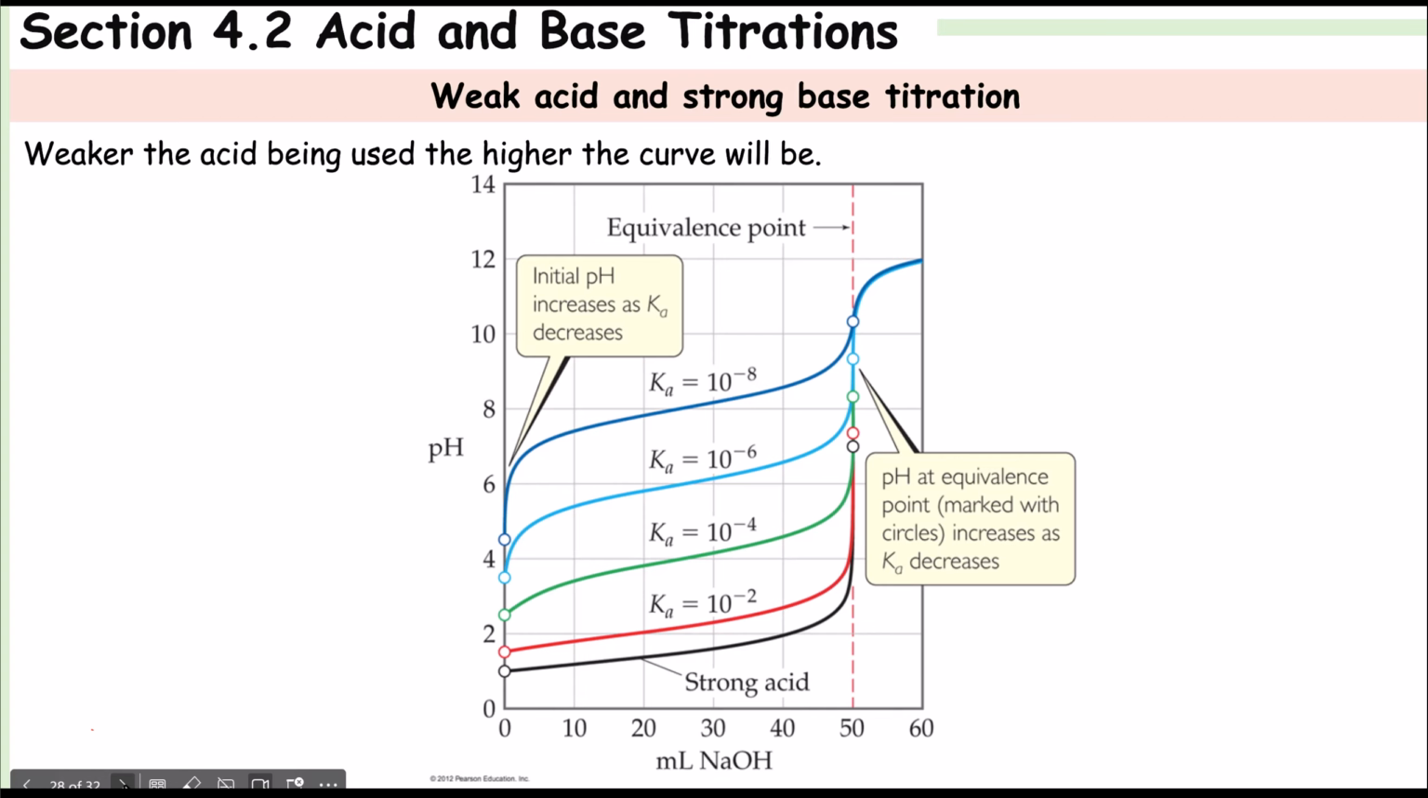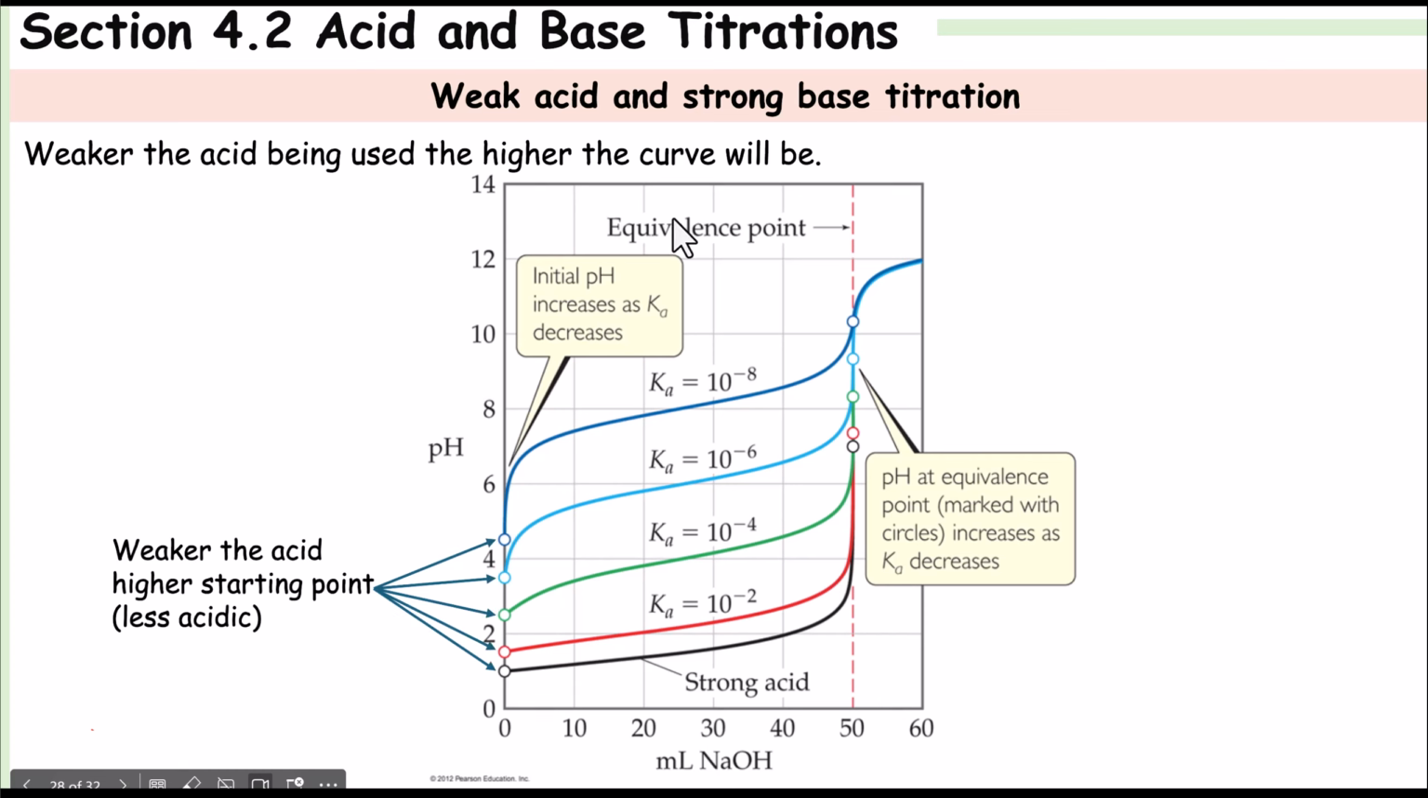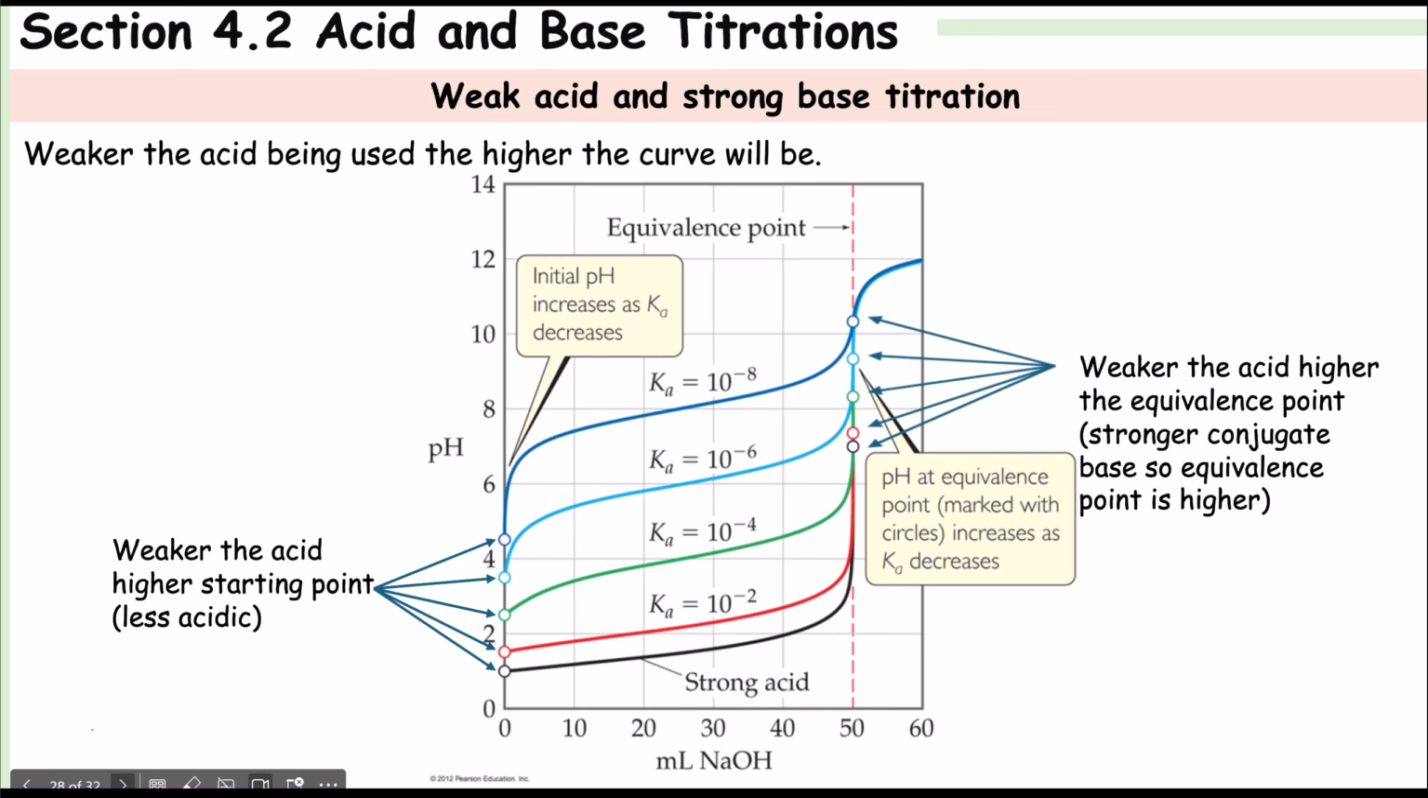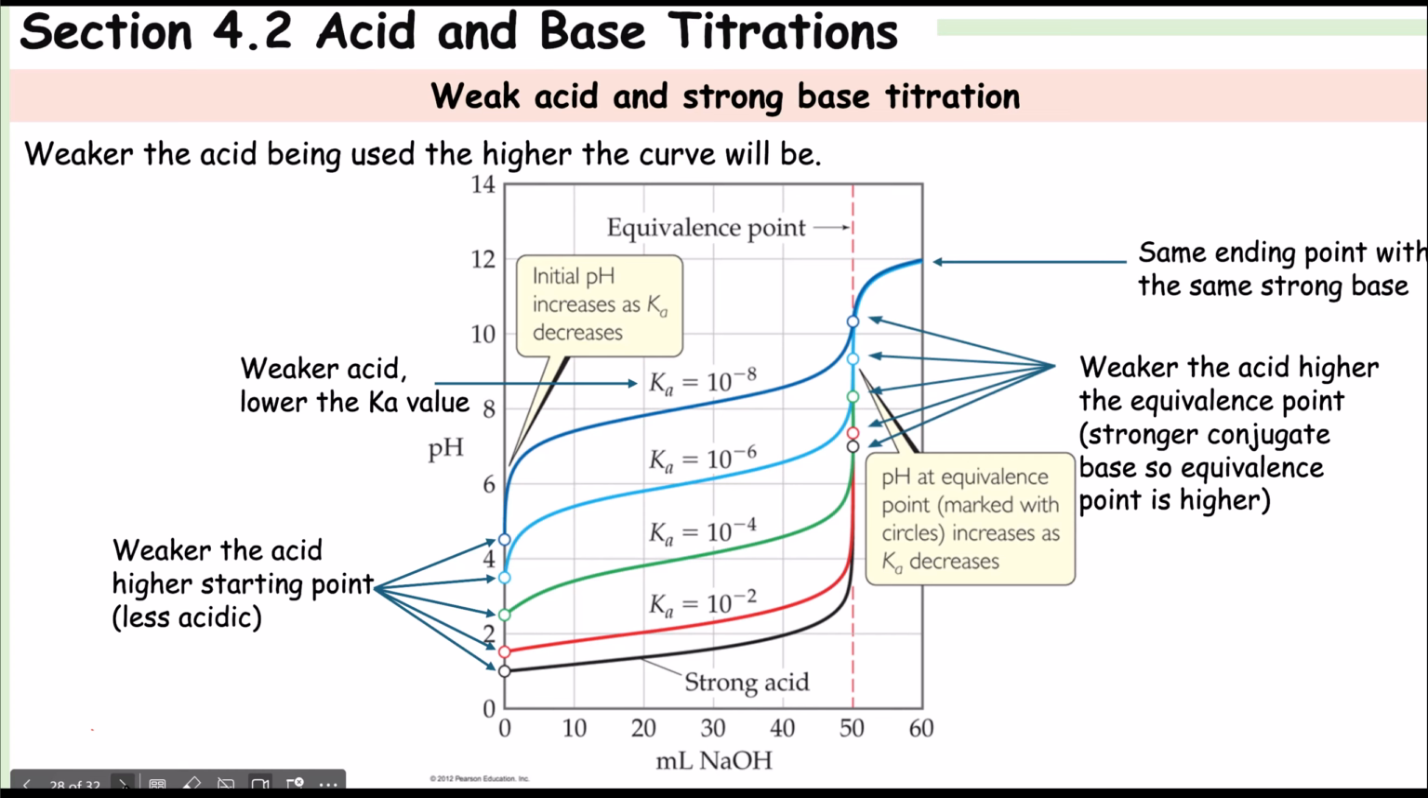So if I were to say it the other way around, the weaker the acid, the higher the curve will be. And we can say that the weaker the acid, the higher the starting point of the pH because they're less acidic. And the weaker the acid, the higher the equivalence point because the conjugate base is stronger. And we can say the Ka value is lower for a weaker acid, but in the end, there is the same ending, which is with the strong base.